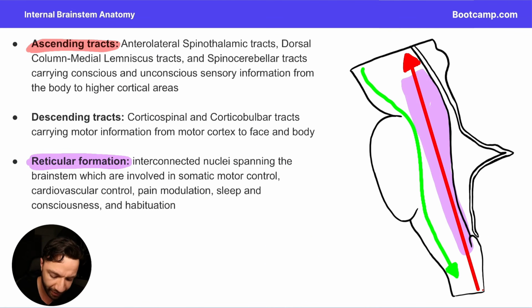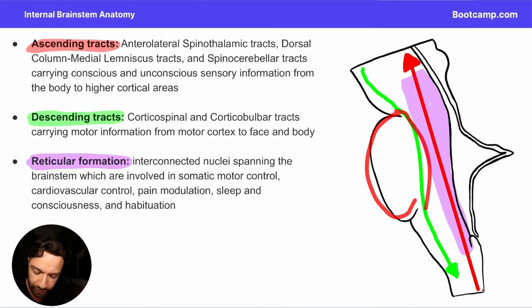And then finally, going back, we have our descending tracts. These are going to be motor pathways, specifically the corticospinal and the corticobulbar tract. These are carrying motor information from the primary motor cortex down to the face and the body, and it's going to pass through this area right here. If you remember, this is going to be the cerebral peduncle. It's going to go behind this bulge of the pons, and it's going to continue down the pyramids of the medulla, at which point it crosses over to the opposite side, or the contralateral side.